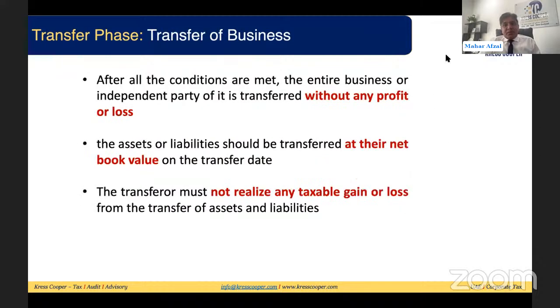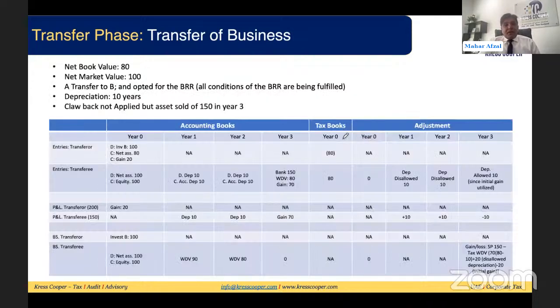Then we discussed that there should not be any gain or loss. Without gain and loss, this should be transferred at the book value, so there is no taxable gain or loss. We will discuss this example as well. I will discuss the same example in our coming webinar as well.